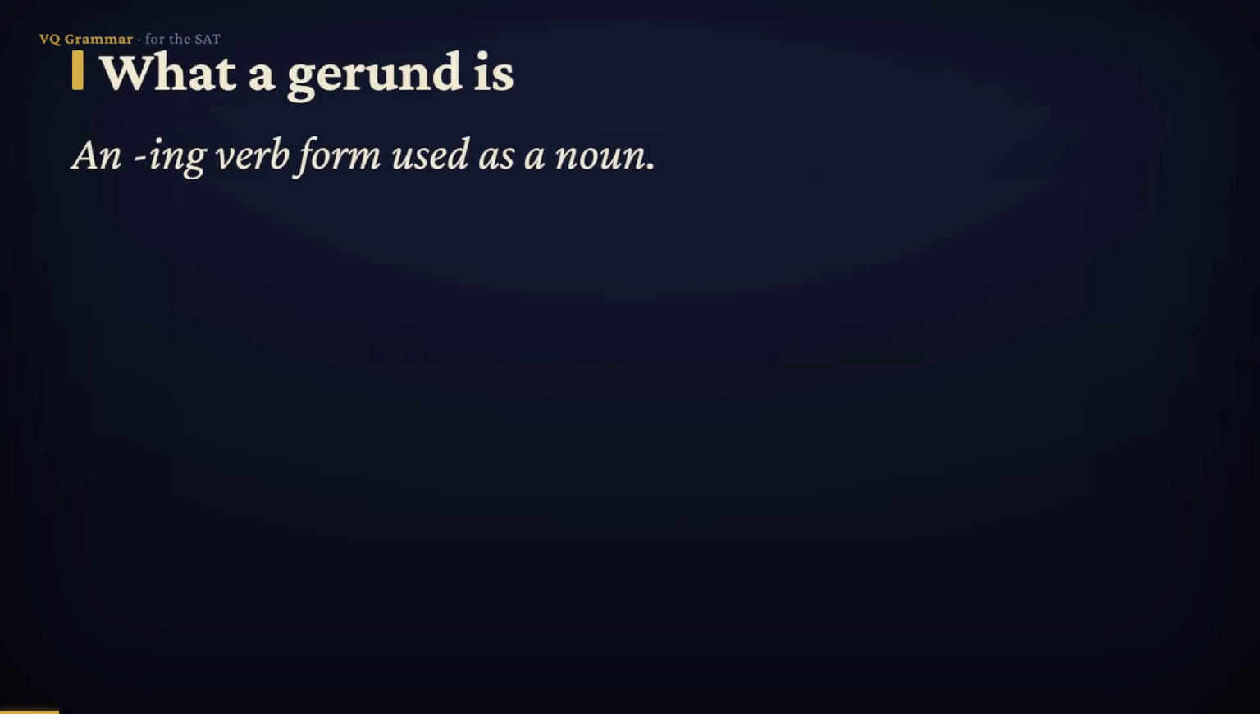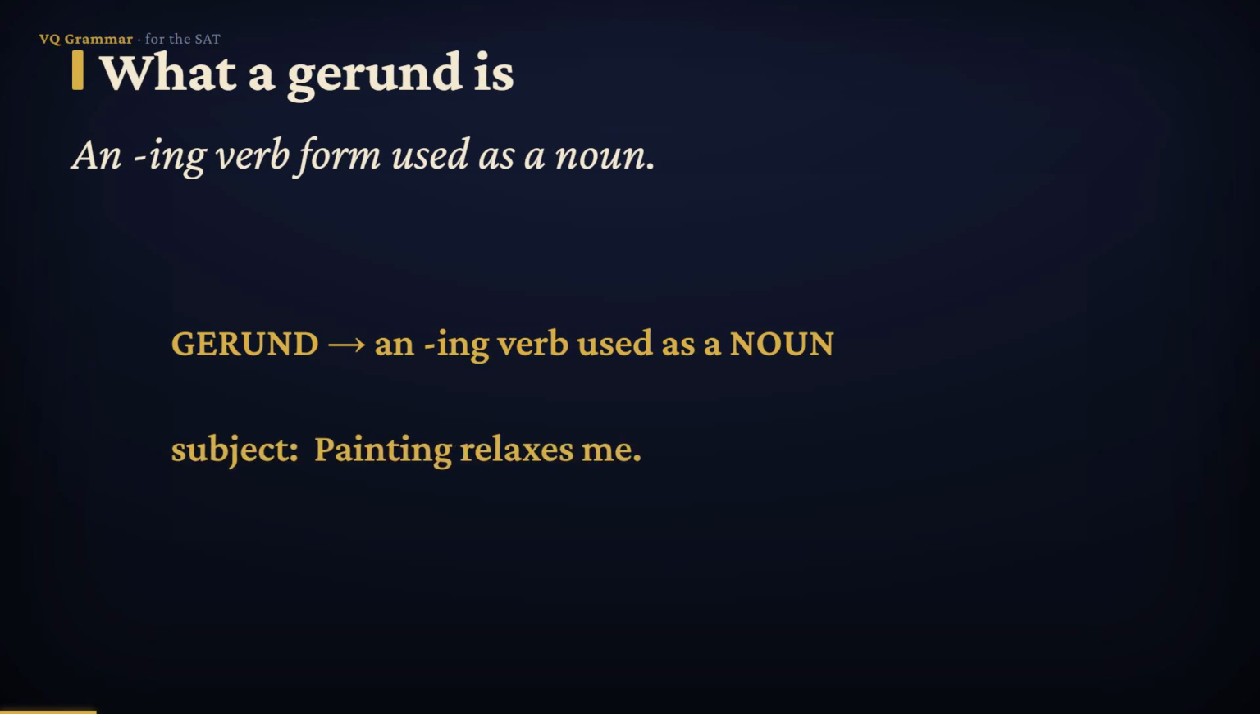Here's a clever shapeshifter, the gerund. A gerund is a verb form ending in -ing that works as a noun. And like any noun, it can fill noun roles. As a subject: Painting relaxes me. Painting is what the sentence is about. As a direct object: I enjoy painting.